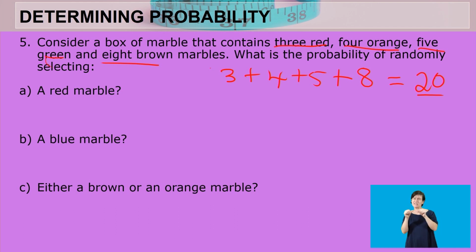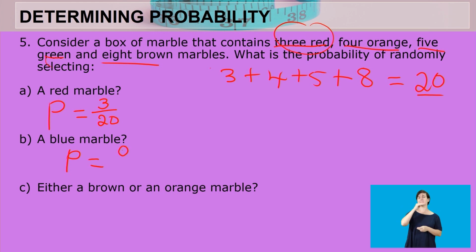Then it says determine the probability of choosing a red marble. How many red marbles do we have? We've got 3 of them. So probability is equal to 3 over 20. So 3 over 20 cannot be simplified. So this is how we write that probability. Then determine the probability of choosing a blue marble. How many blue marbles do we have? We don't have any blue marbles. So it's actually 0 over 20, which is equal to 0, because there is no blue marble in that particular bag.